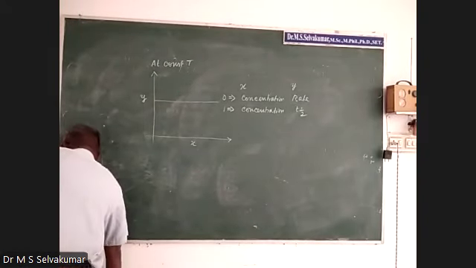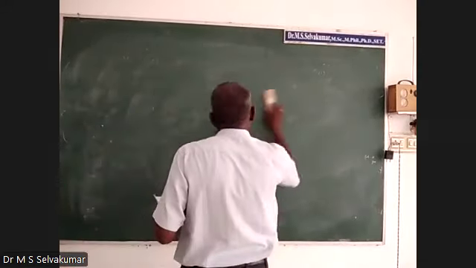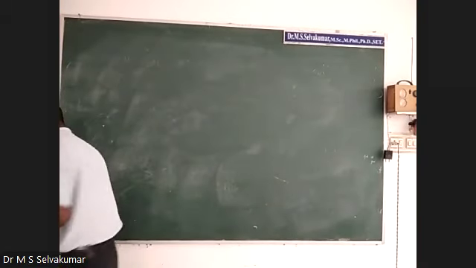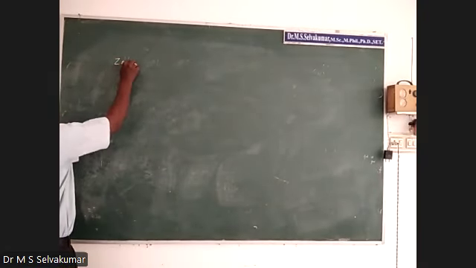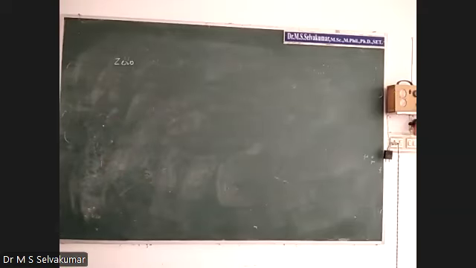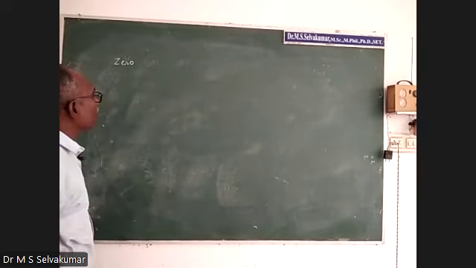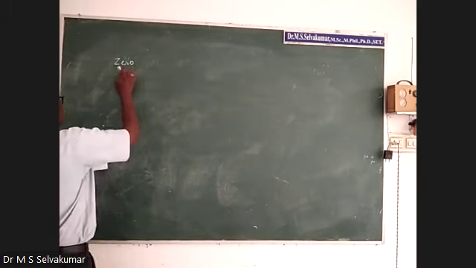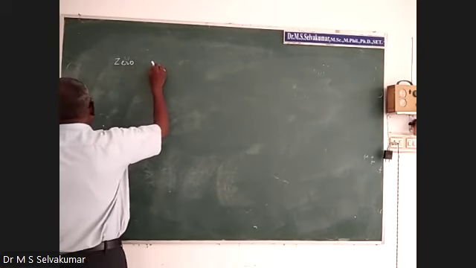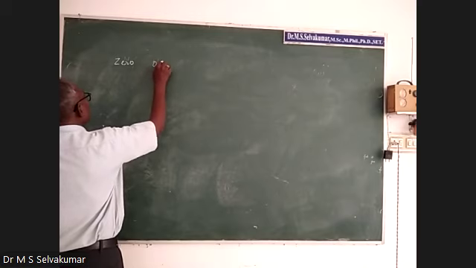Next. The half-life for a zero order reaction. See, the order of the reaction is zero. What is the order of the reaction? It is the sum of the power terms that are involved in the rate determining step. It is a zero order reaction. The initial concentration is 0.02 molar.